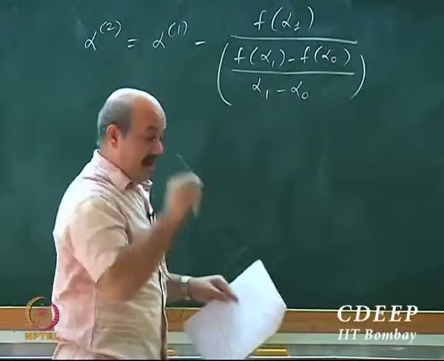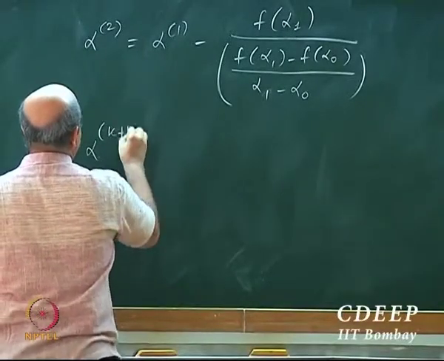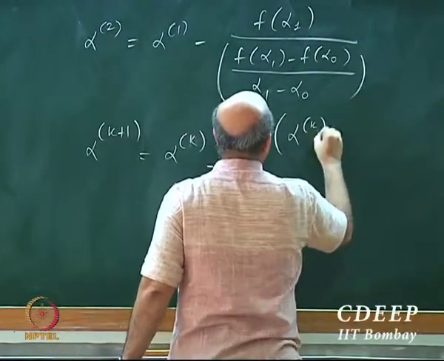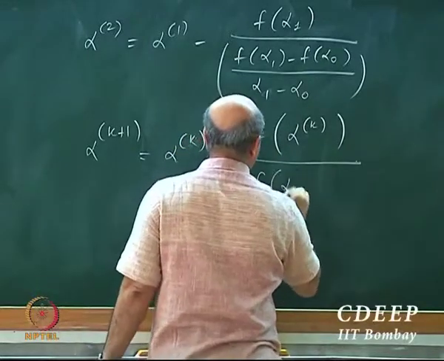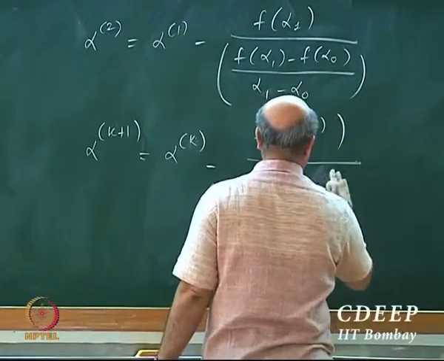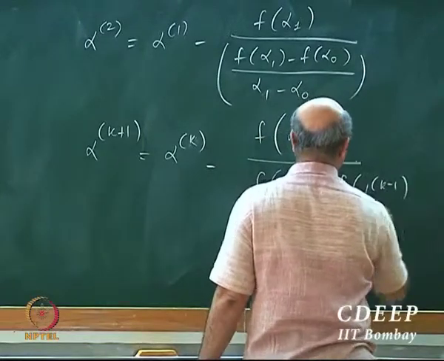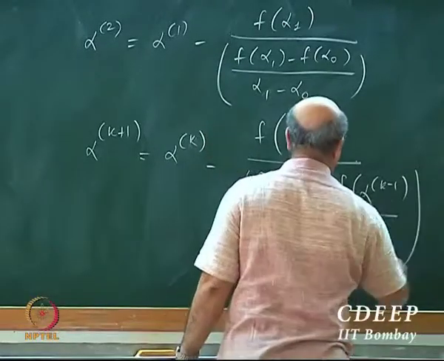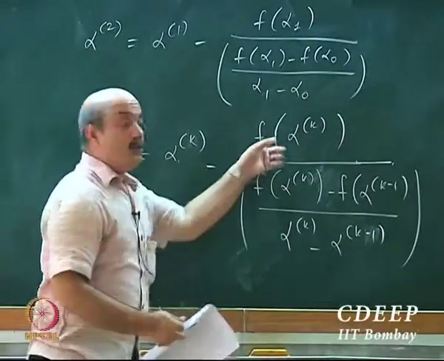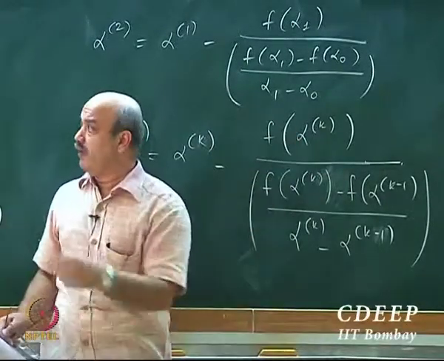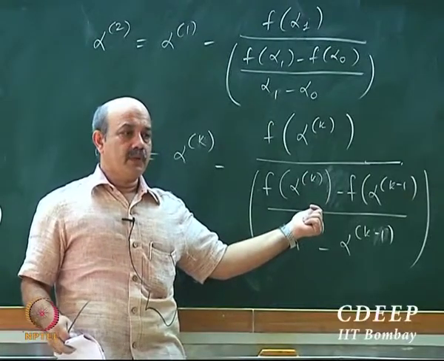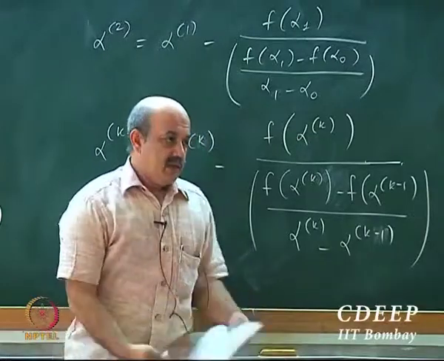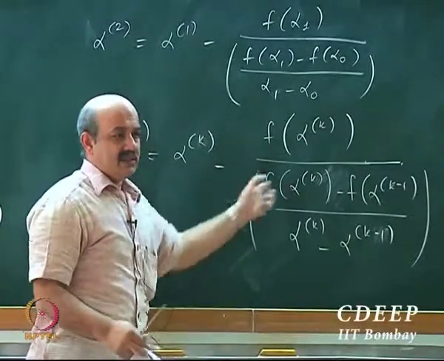So in general I can write that alpha k plus 1 is alpha k minus f of alpha k. What is the f value? F is nothing but x2 evaluated at z equal to 1. You want to reach x2 at z equal to 1 equal to 0. And you generate the initial guess like this.